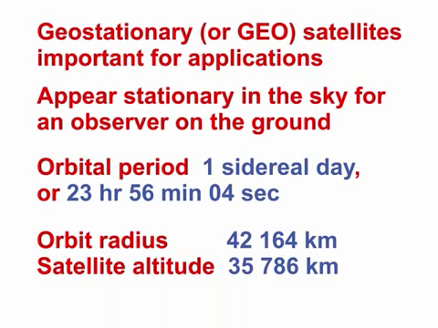Orbit radius is 42,164 kilometers, with the satellite located 35,786 kilometers above the Earth's surface. The orbit must be circular, that is with eccentricity 0, and equatorial, that is with inclination 0.